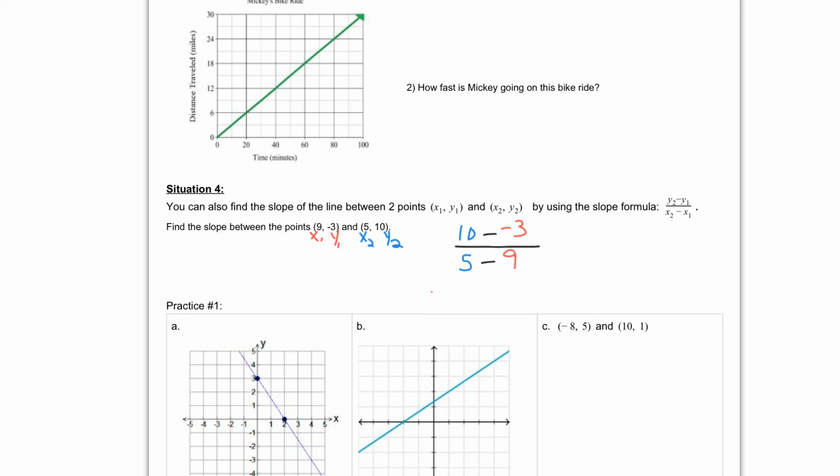So then we can go ahead and subtract. 10 minus a negative 3 is the same as adding, so this would be 13. And 5 minus negative 3... er, 5 minus 9 would give us negative 4. So we could say our slope is 13 over negative 4.